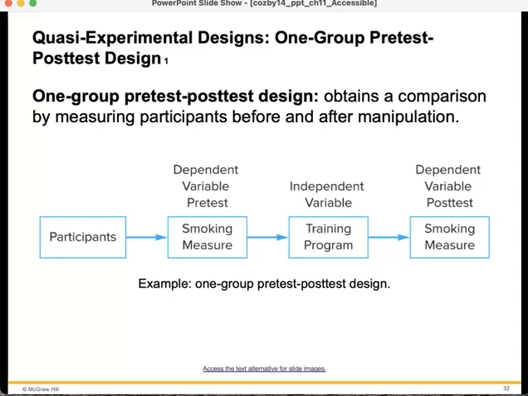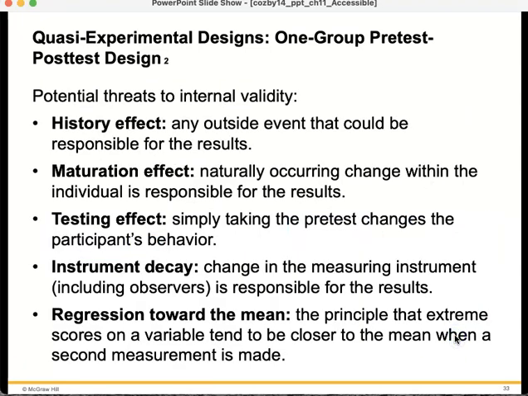So those alternate explanations are threats to what we call the internal validity of the experiment of studies using this design, and they include history, maturation, testing, instrument decay, and regression towards the mean, which we will take a look at. So these are potential threats to internal validity.